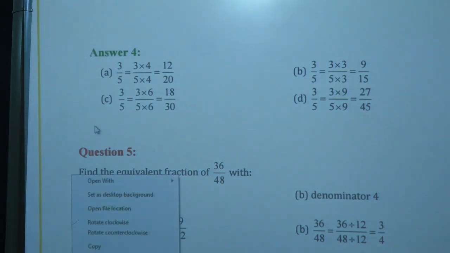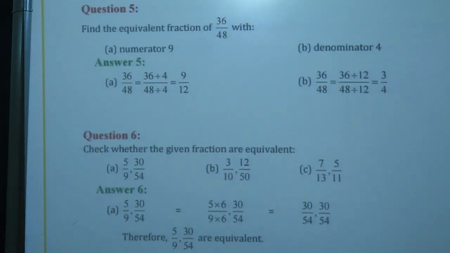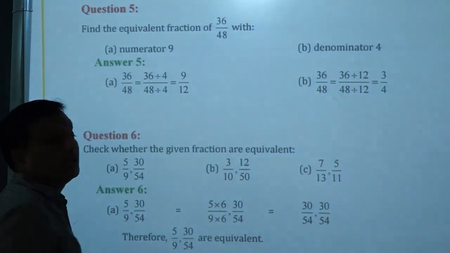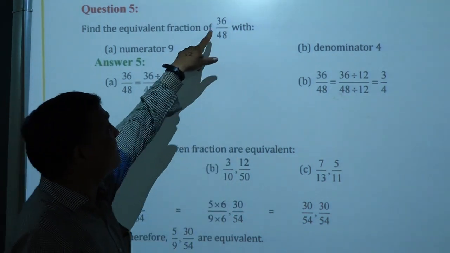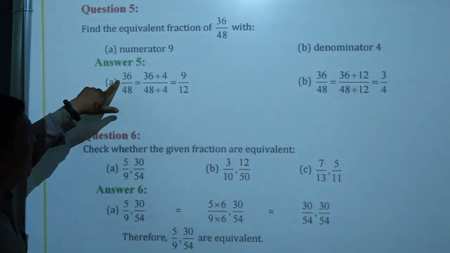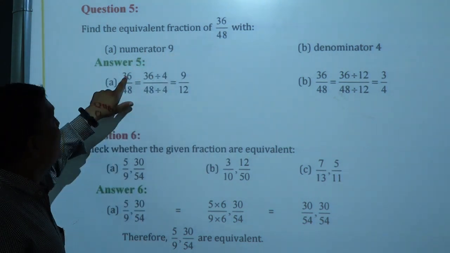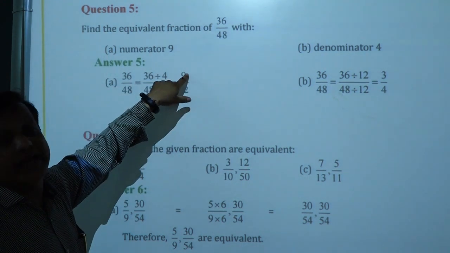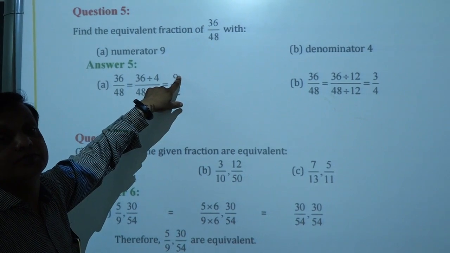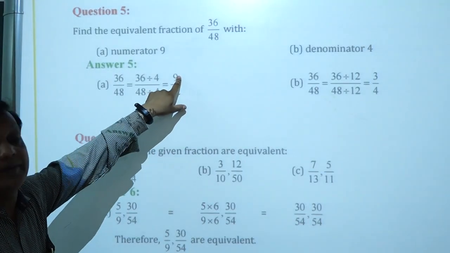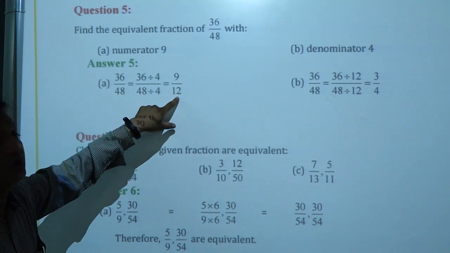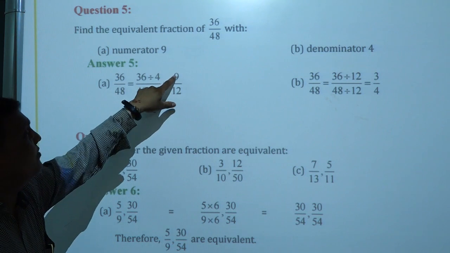Next question. Question number 5: find the equivalent fraction of 36 upon 48. As we saw with 3 upon 5, here we are seeing 36 upon 48. So 36 upon 48, numerator 9. The bigger number is given, and we are finding the smaller, so you have to divide. 36 divided by 9, what will the answer be? 4. The same 4 you have to divide here. So 48 divided by 4 is 12. So 36 upon 48 became 9 upon 12.